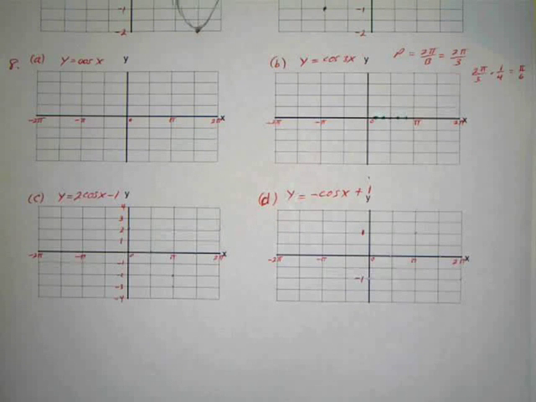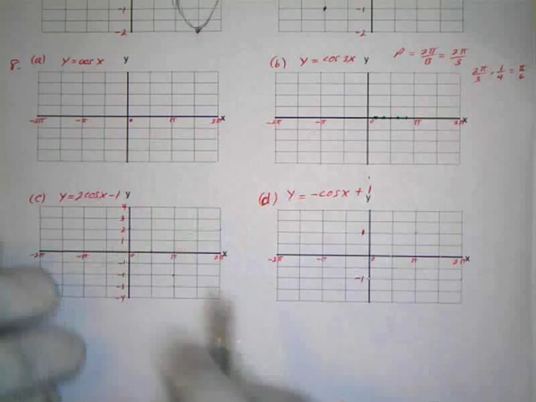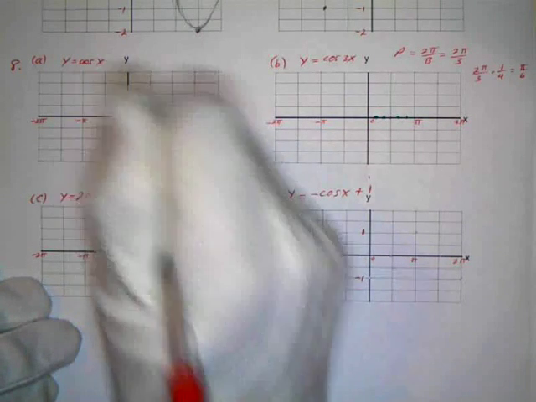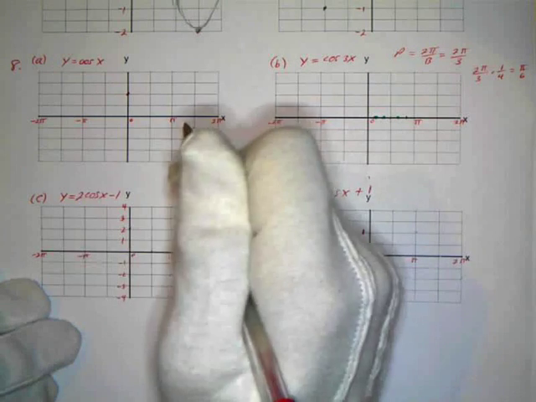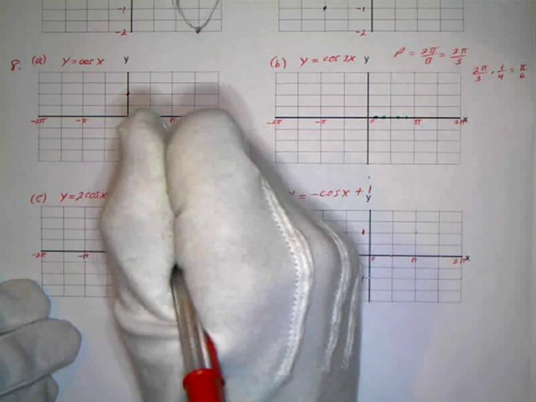Okay, and number 8, now we're going to do the cosine. And again, the cosine, you can get these values off your unit circle. We would just plot those points first. It's just the cosine of x. That's our basic cosine graph. And what's the cosine of 0? Well, the cosine of 0 is 1. And the cosine of pi over 2 is 0.